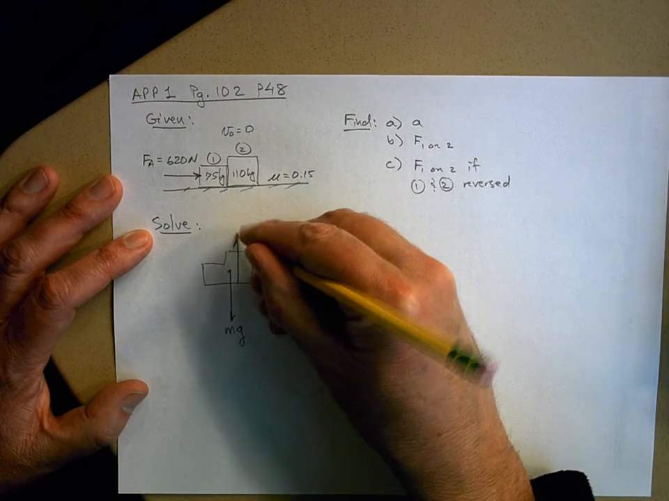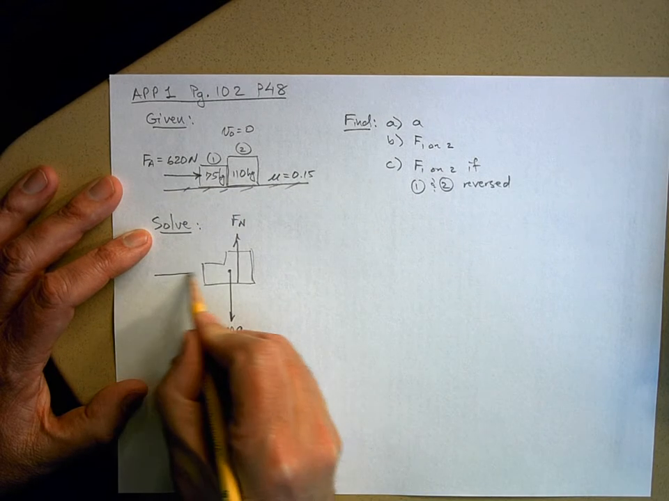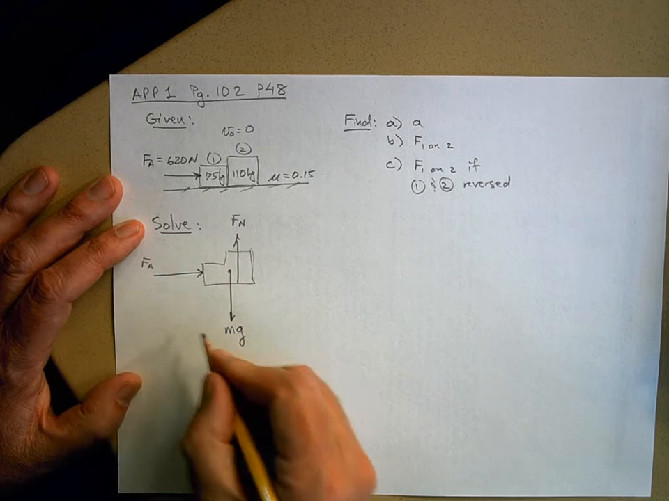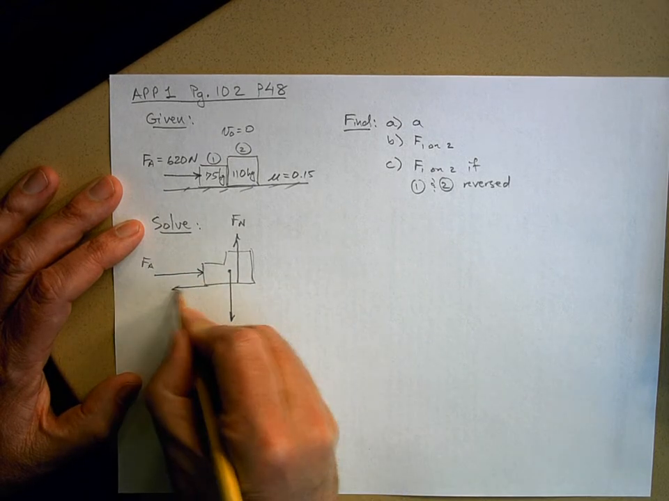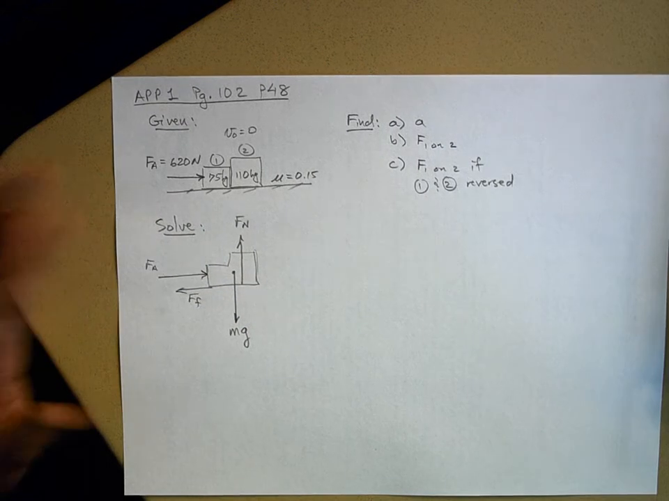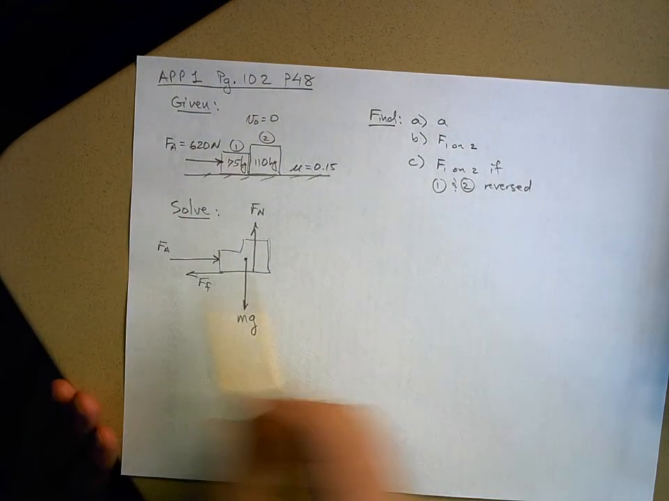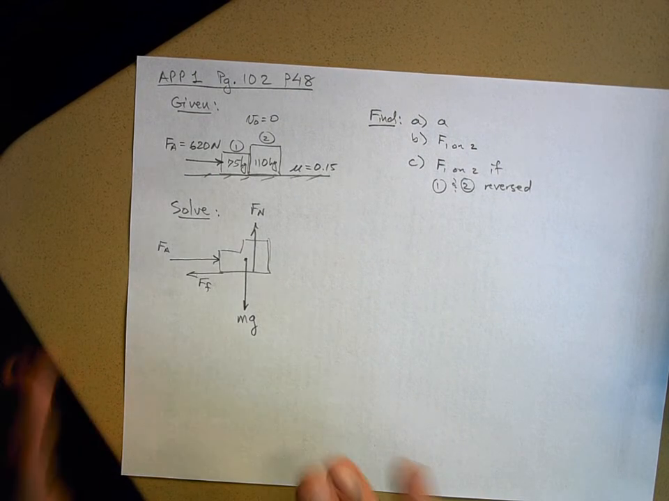And then, of course, we have a normal force. And then we have this applied force of 620 newtons. And then we'll have a friction force like this. And these are all the forces acting: gravity, normal force, applied force, and force of friction. There's nothing else going on here.